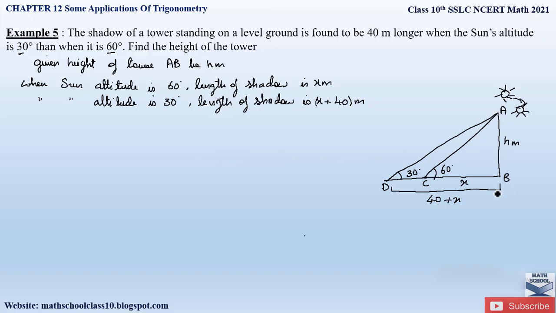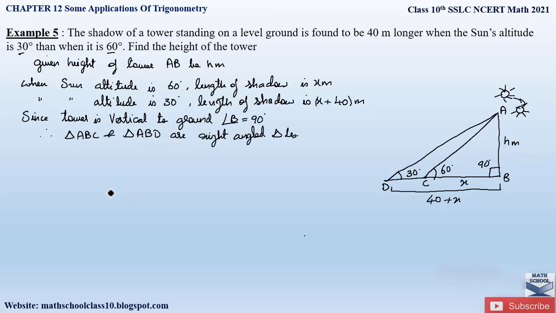Now since this tower is vertical to the ground, the angle B will be equal to 90 degree. Therefore the two triangles ABC and ABD will form right angle triangles. So write down: since tower is vertical to ground, angle B is equal to 90 degree and therefore triangle ABC and triangle ABD are right angle triangles. Now let us first consider triangle ABC and see what will be the height of the tower by applying the trigonometric ratio.